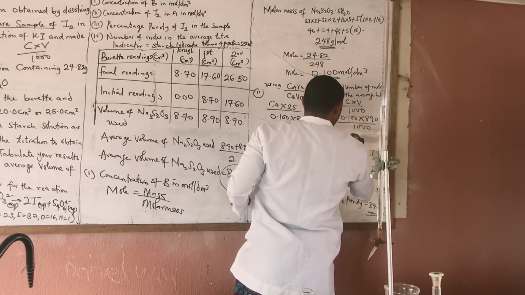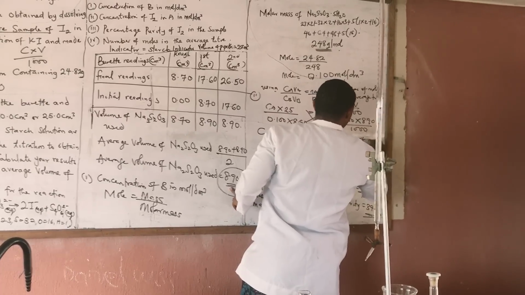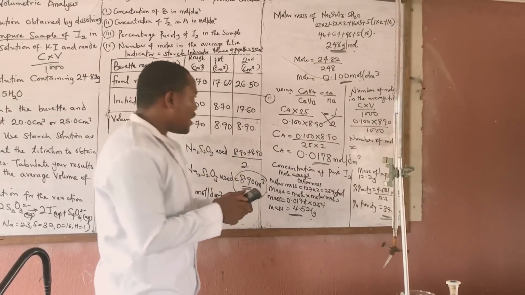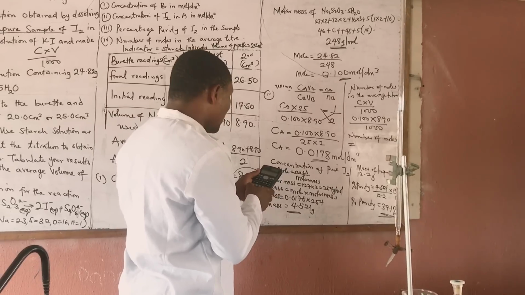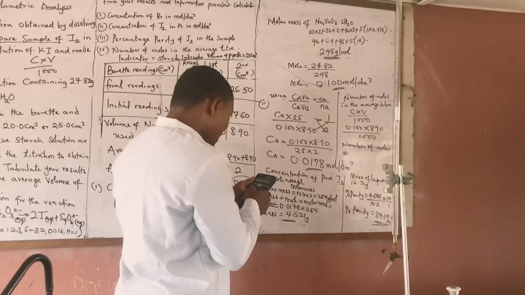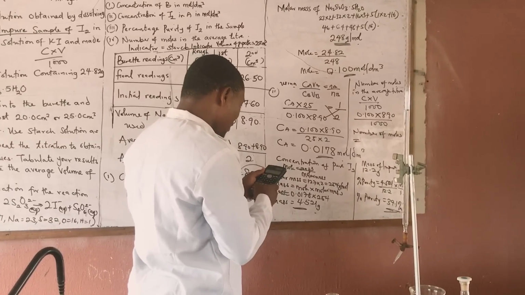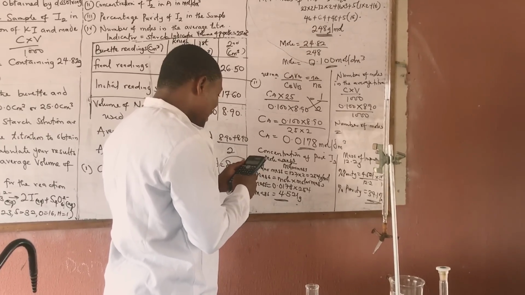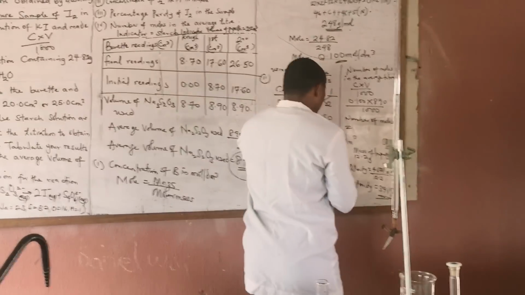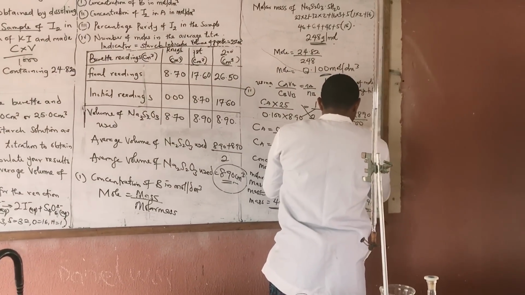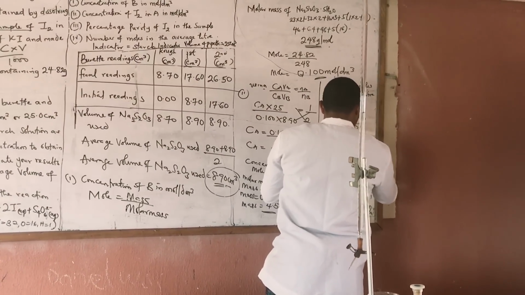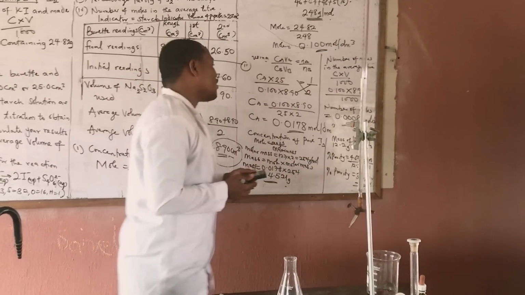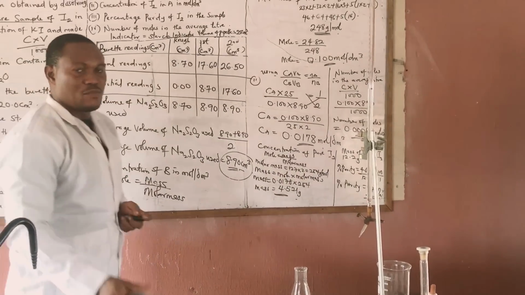So the number of moles will equal, let's see, 0.100 times 8.90 divided by 1,000, and that's giving us 0.00089 moles. That's what it's giving us.